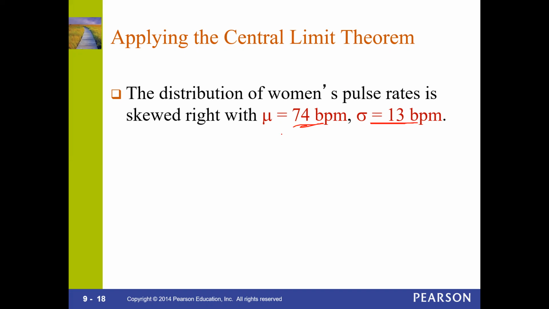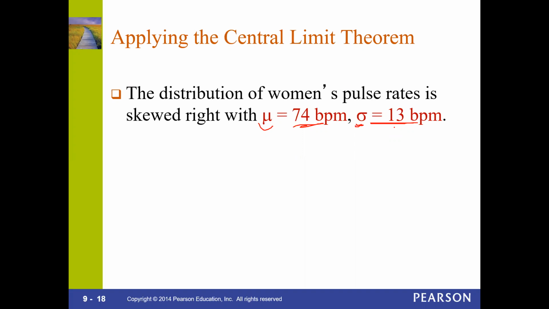and sigma is 13 beats per minute. Notice that I'm not able to find the pulse of all the women. They give it to me, so I didn't calculate it. Therefore, it has to be the mean mu and the sigma. I didn't calculate those numbers, and I'm not able to calculate them either, unless I find a small sample, but I'm not going to do that right now.